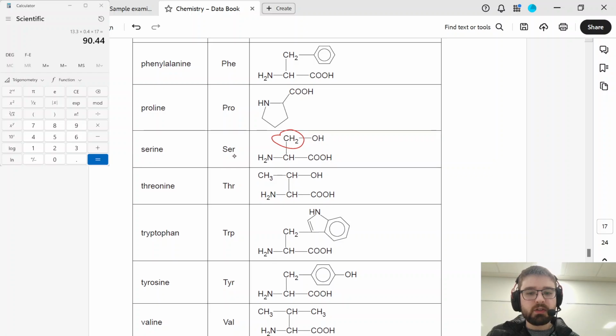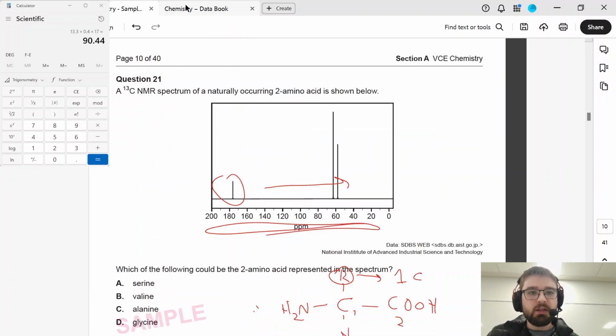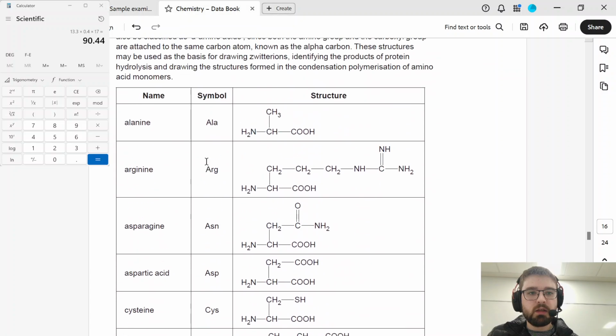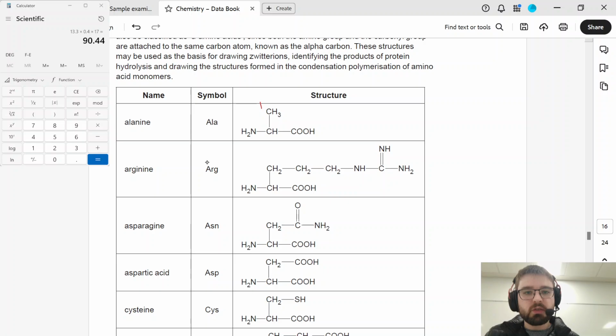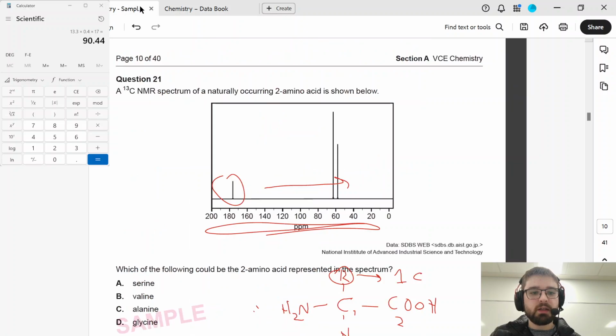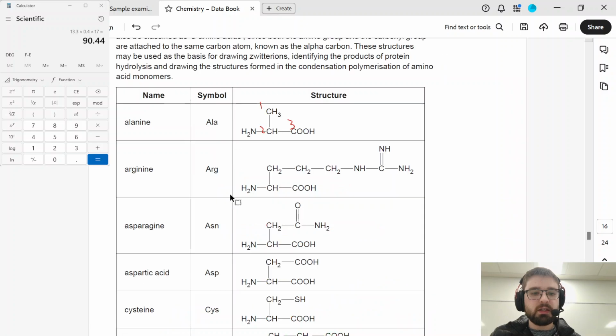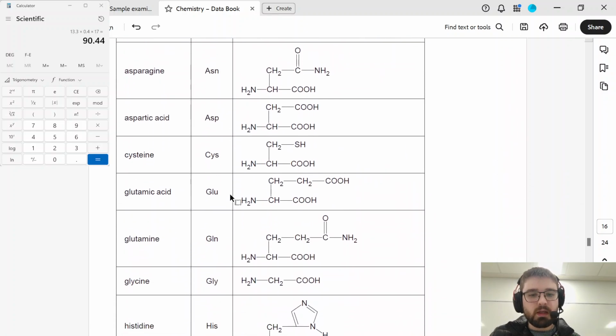Valine has 1, 2 on top of the other 2, because these are the same one. So valine would have 4 peaks. Alanine has 1 as well. So we're actually going to need to compare alanine and serine. Sorry, alanine and serine. And glycine is the last one, and that has 1, 2 environments.